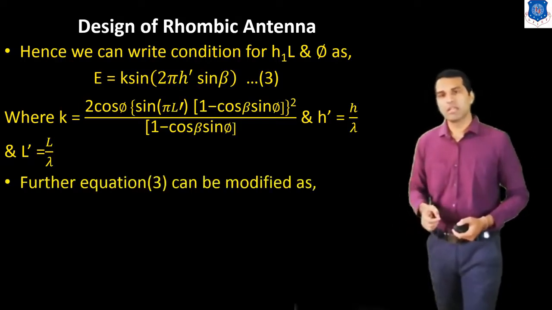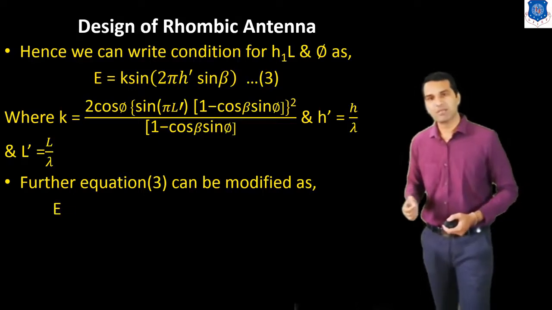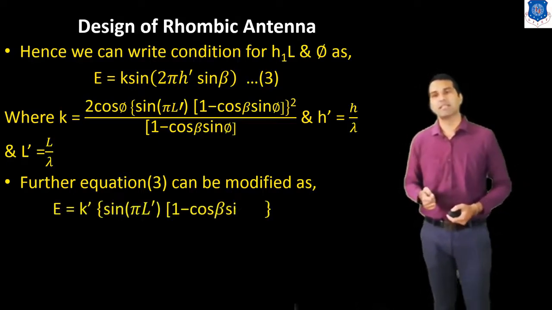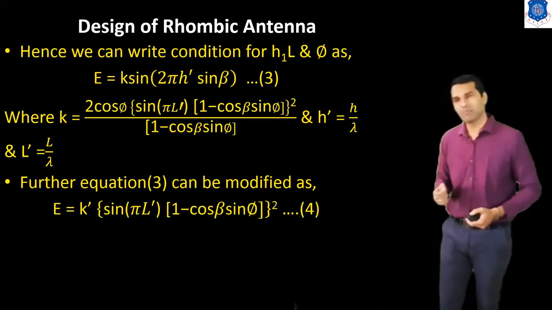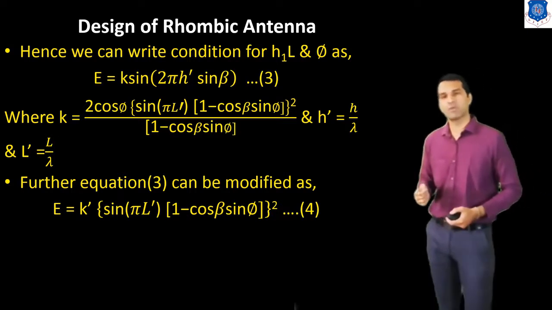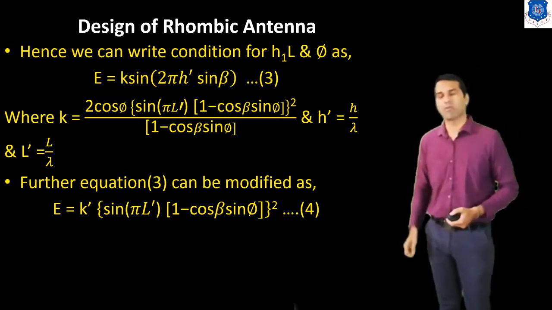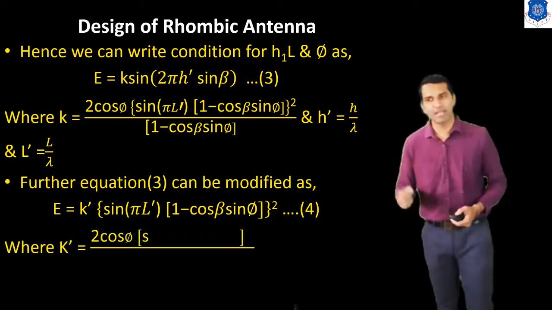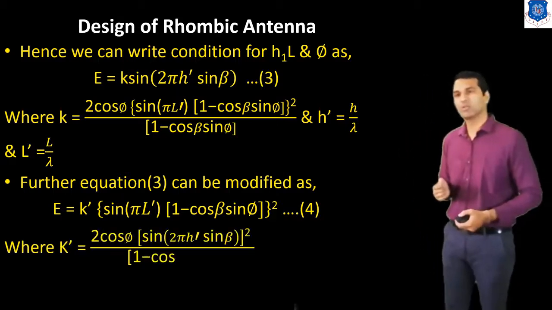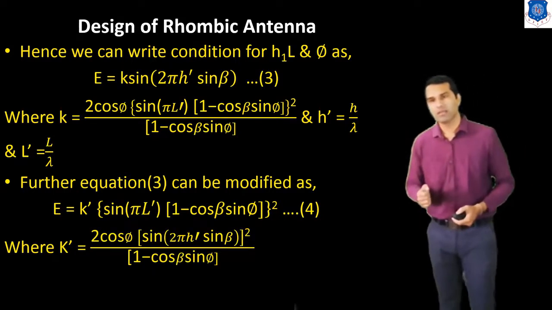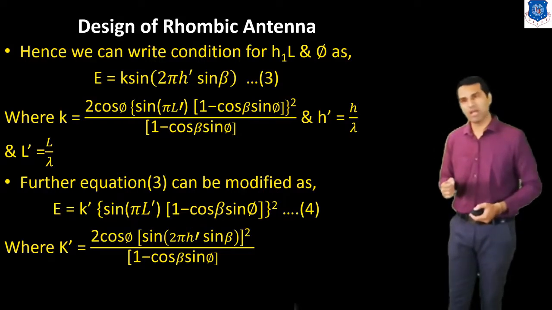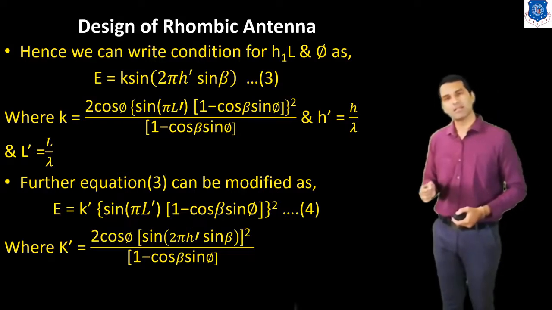Further, equation number 3 can be modified as E equals k dash sine(pi L dash (1 minus cos beta sine alpha)) square, where this k dash represents 2 cos phi sine(2 pi h dash) sine beta square upon 1 minus cos beta sine phi.